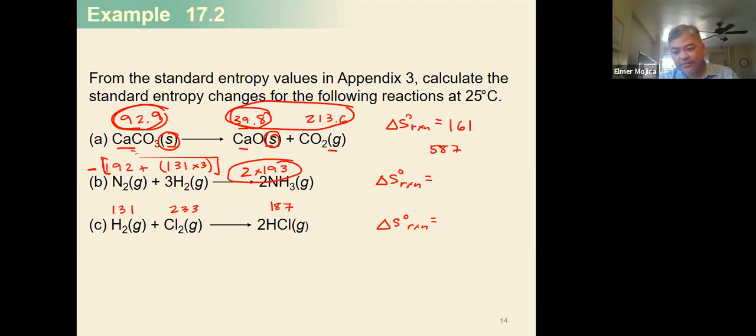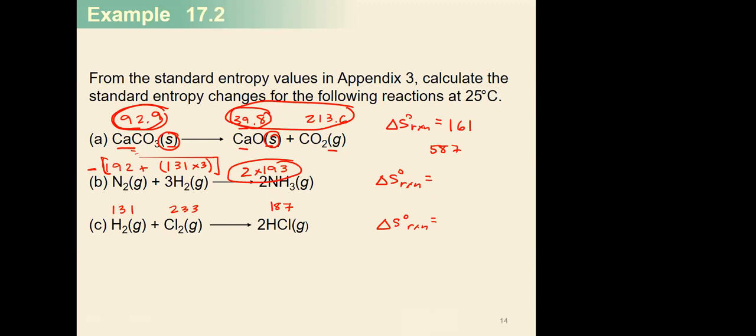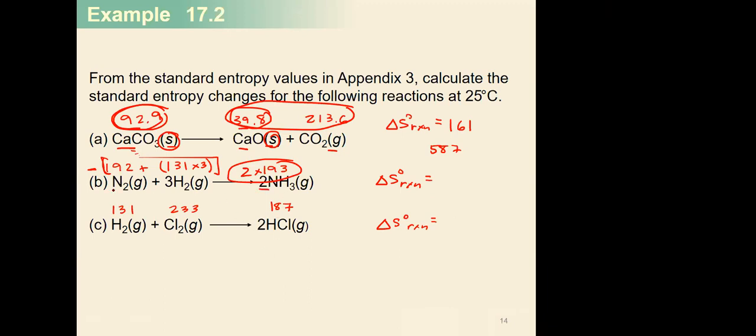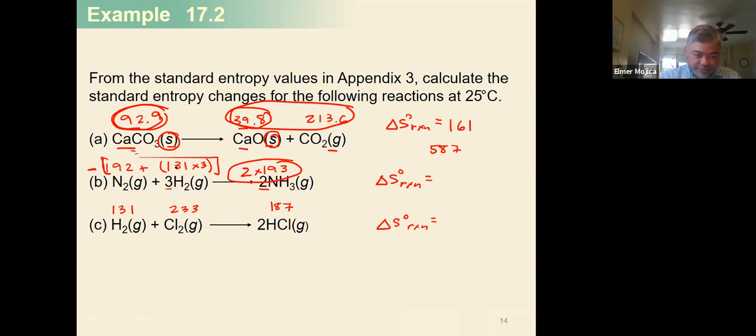Anyone? The others? Wait, so you have to multiply 2 times 193, and then because you have to subtract it, 2 here, and then you subtract it with the one that you have here. Since you have 3 here, you multiply that with the number given there. So what do you get? Anyone? So you get there negative 199.